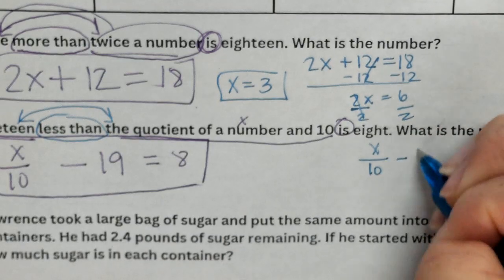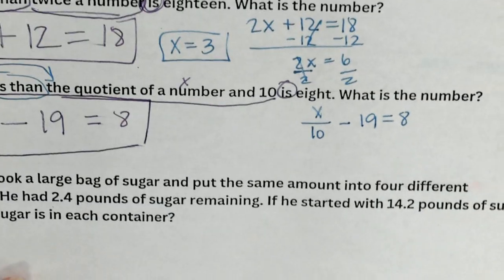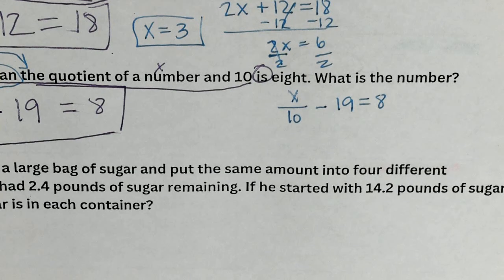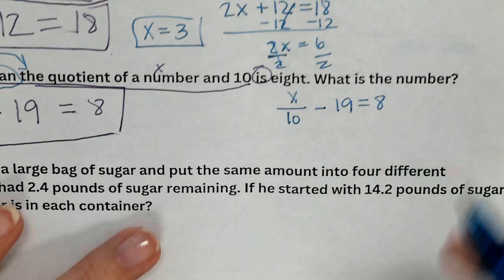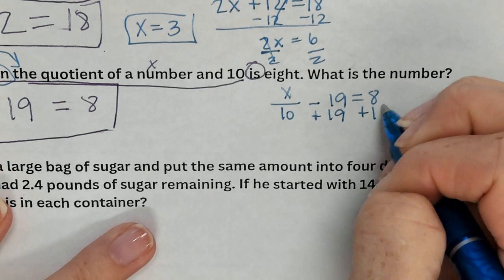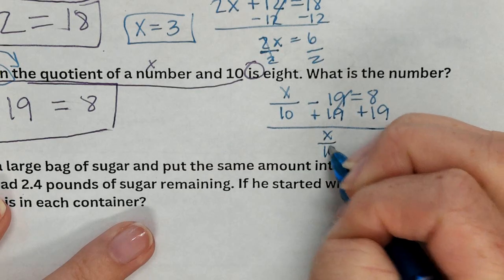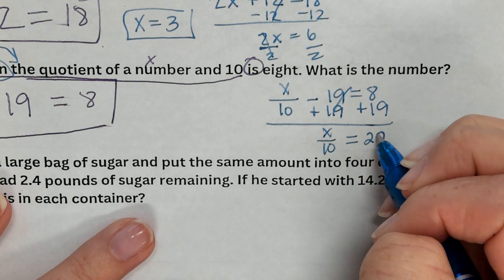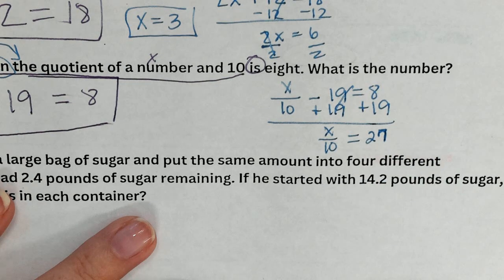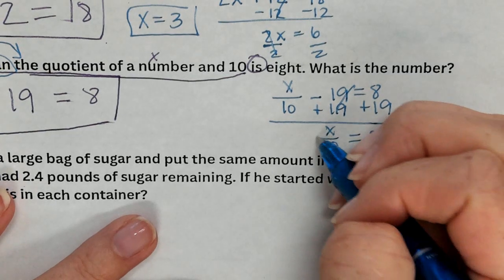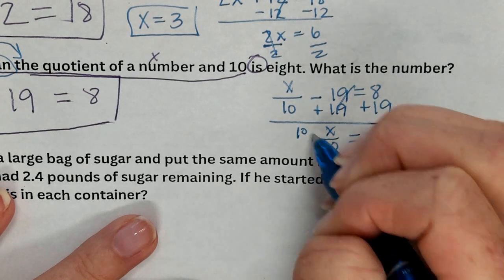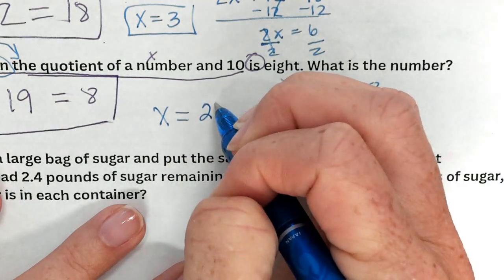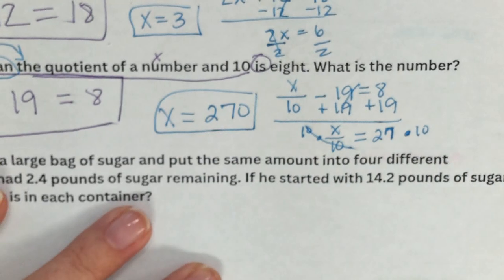So x over 10 minus 19 equals 8. What am I going to get rid of first? How do I get a constant zeroed out? I'm going to add 19. So I have x divided by 10 equals 27. How do I get rid of the divide by 10? Multiply by 10. That cancels out, and I'm left with x equals 270. Two answers, yes?